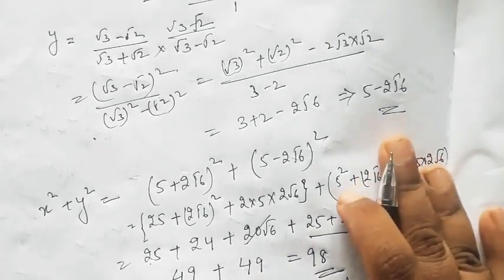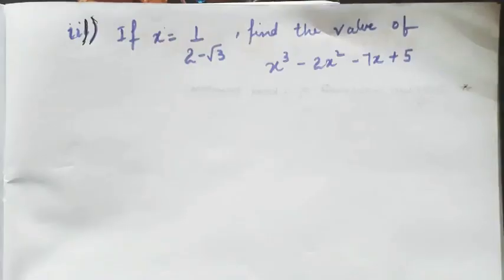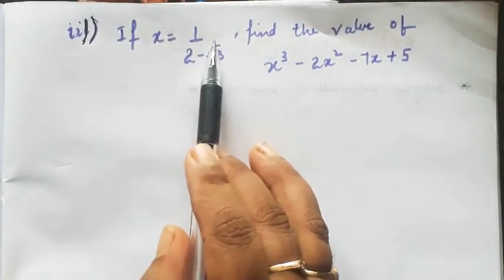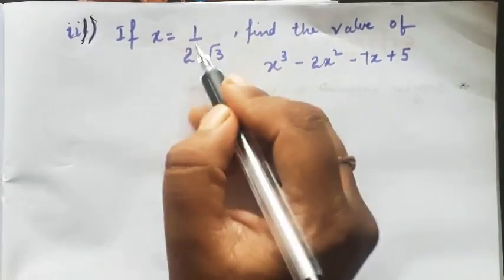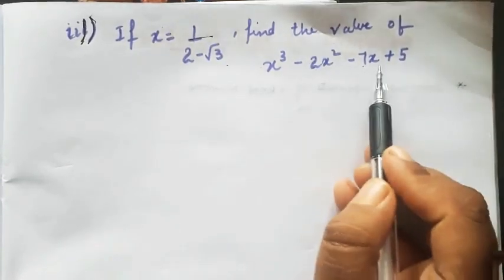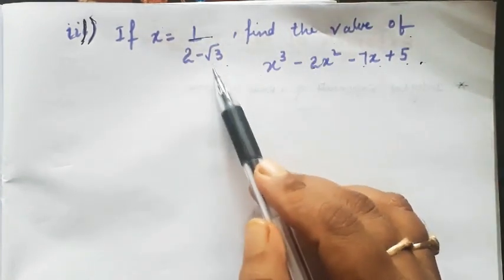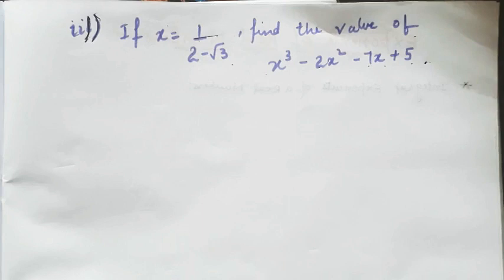Similarly, we will discuss another type of question based on rationalization. So here we go. Here is a very important type of question which we left in the topic of rationalization. See, if x is equal to 1 upon 2 minus root 3, find the value of x cube minus 2x square minus 7x plus 5. It looks very easy, as we could substitute the value of x and get the answer, but sometimes it's very complicated. So never do this question by just substituting the value in it.